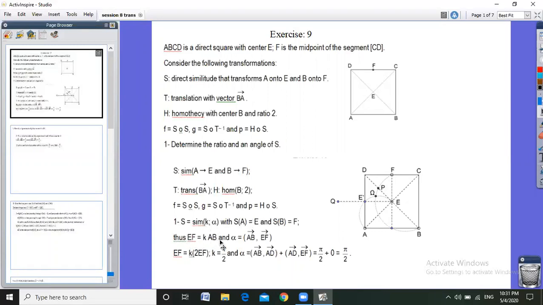EF equals k AB and alpha equals (AB, EF). We replace AB by 2EF, we get k equals half. Alpha equals (AB, EF). Inserting AD between these, we get alpha equals (AB, AD) plus (AD, EF). Now (AB, AD) is pi over 2, and AD, EF are collinear, same sense, so we get 0. So the angle is pi over 2.